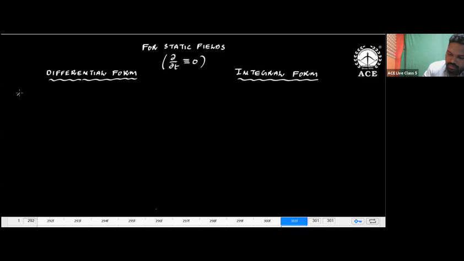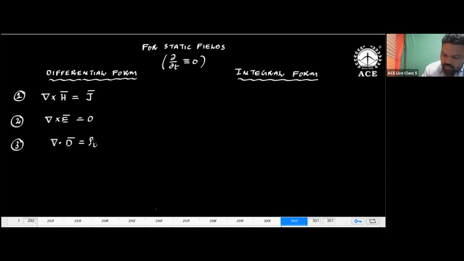So how will the first equation be modified, beta? Del cross H is equal to J. Second equation, del cross E is equal to 0. Third equation, divergence of D is anyhow equal to rho V. Fourth equation, divergence of B is equal to 0.